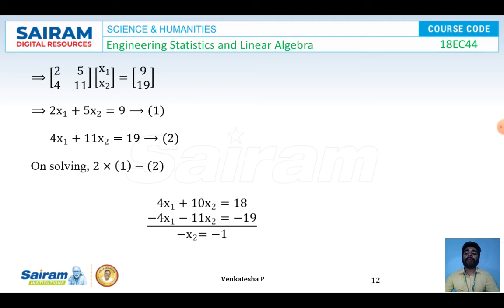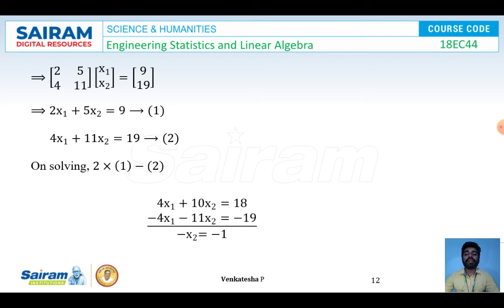I'm going to multiply equation 1 by 2 and subtract equation number 2. So I got 4x1 plus 10x2 is equal to 18 after multiplying by 2 here, minus 4x1 plus 11x2 is equal to 19. By solving this, the 4x1 gets cancelled. From this I got minus x2 and from this I got minus 1. By simplifying, I got x2 is equal to 1.